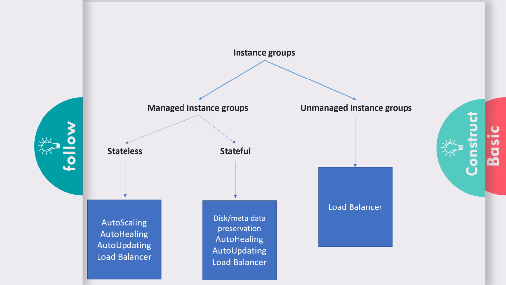And the third kind is basically the unmanaged instance group. So this doesn't support any of the features of the other managed instance group. However, it just acts as a load balancer, and all the heavy lifting of creating instances or auto healing has to be done manually here. So these are the three kinds of instance groups.